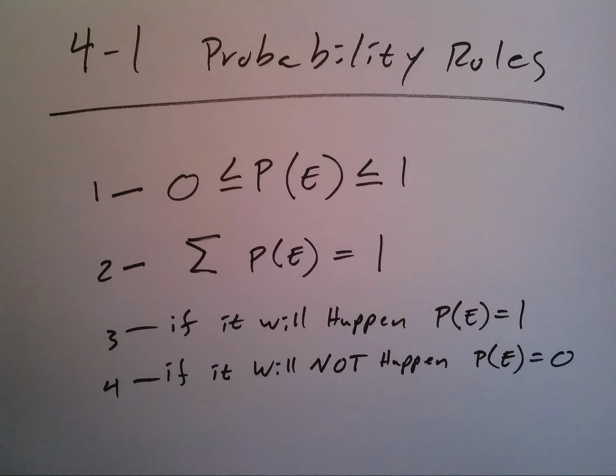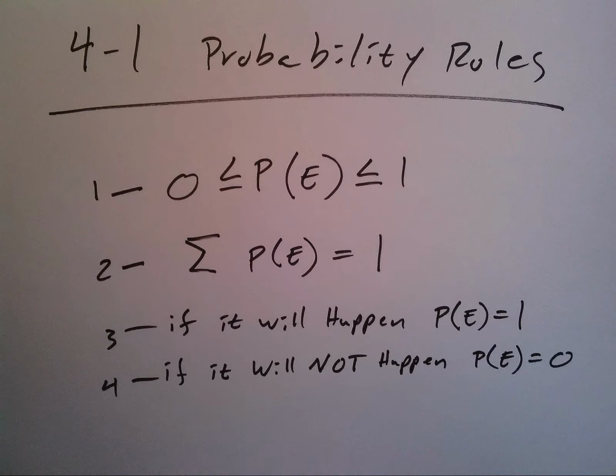Alright, this is 4.1, probability rules. We will be referencing this a lot, continually throughout the class. This is very important stuff, but it's kind of background noise to what we're really doing. Although a lot of the tricks that the book throws at you involve these 4 rules.